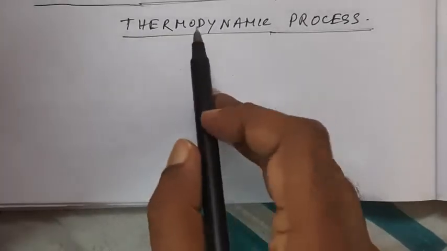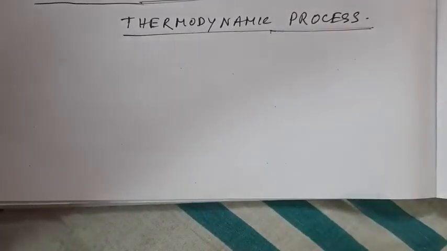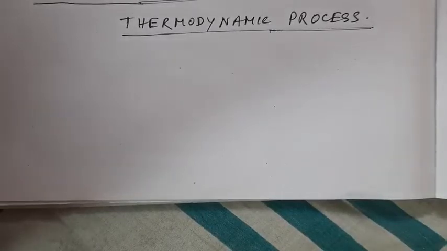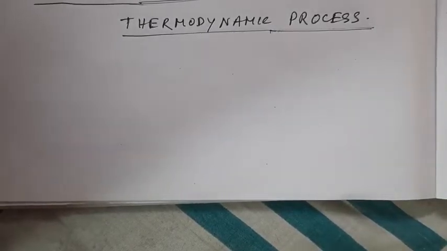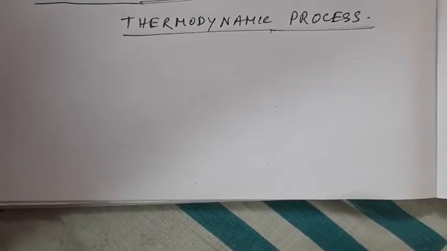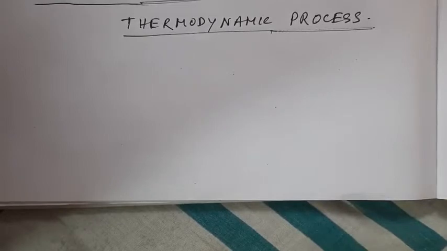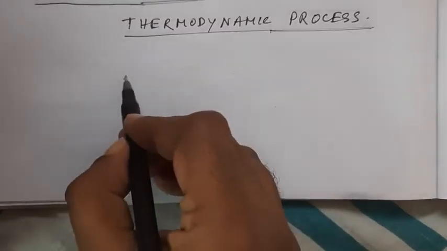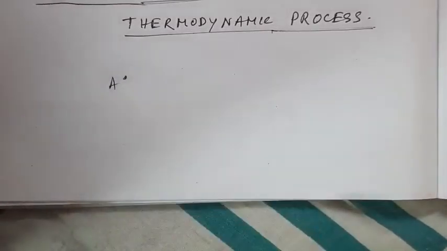Now thermodynamic process. In this category you have to study the different types of process that you are going to face while solving the problems, namely isochoric process, isobaric process, isothermal process, adiabatic process. Now what is a thermodynamical process? First of all, suppose the system is initially at an equilibrium state A.